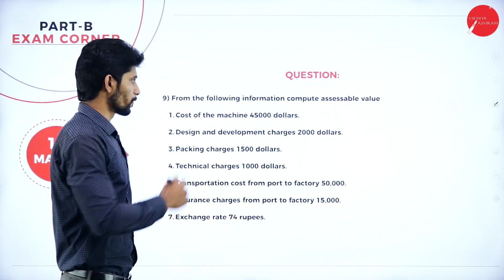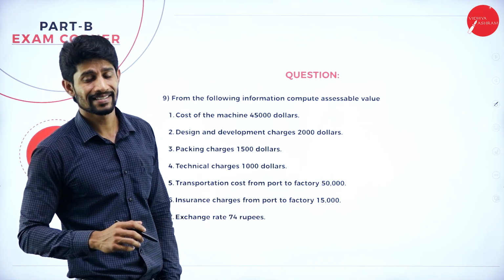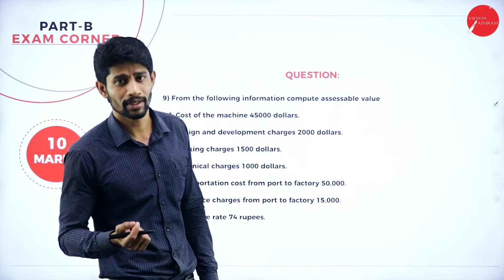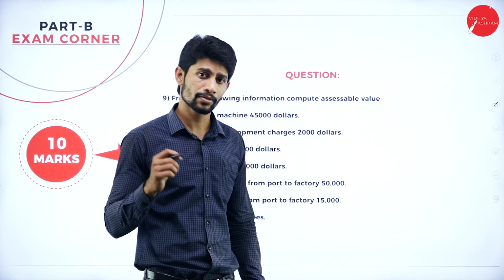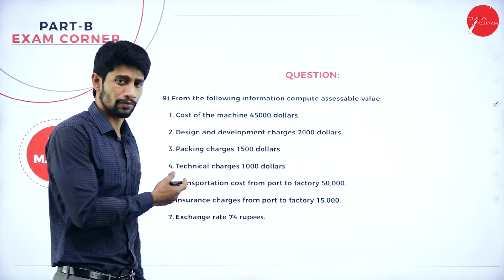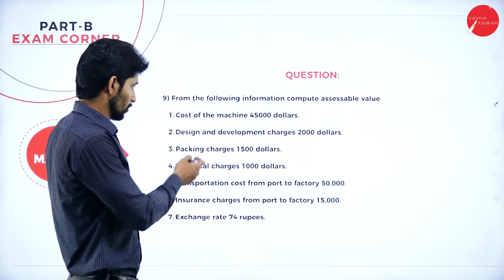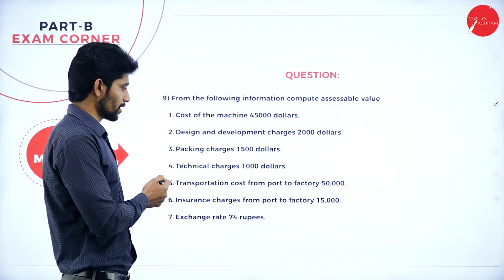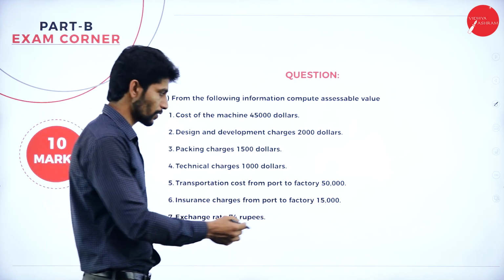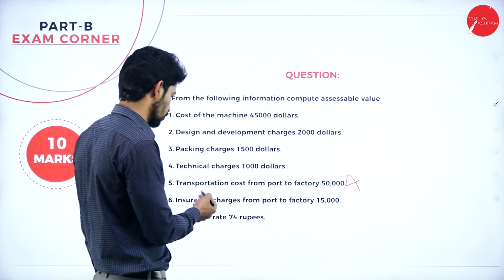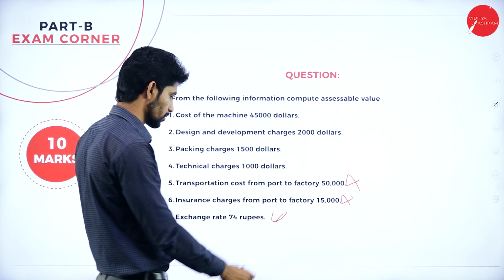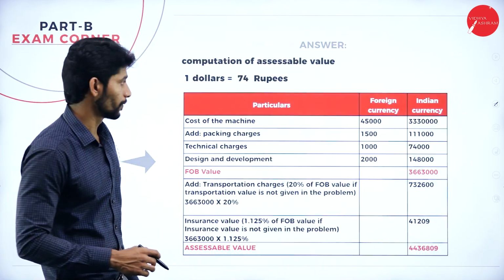Next one, from the following information compute the assessable value. Yes, they might ask one more question for 10 marks from customs duty. For 15 marks also they will be asking a question, and for 10 marks also. They might ask this kind of question to find the assessable value. So the cost of the machine, design and development charges, packing charges, technical charges, transportation cost from port to factory, this one we are not supposed to consider, and insurance from port to factory, this one also we are not supposed to consider, and the exchange rate, yes, it is rupees 74.